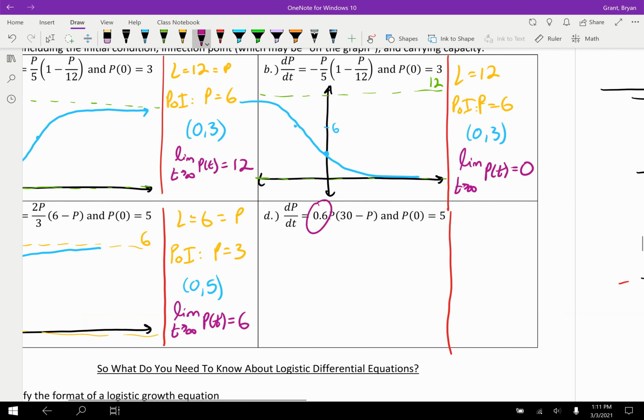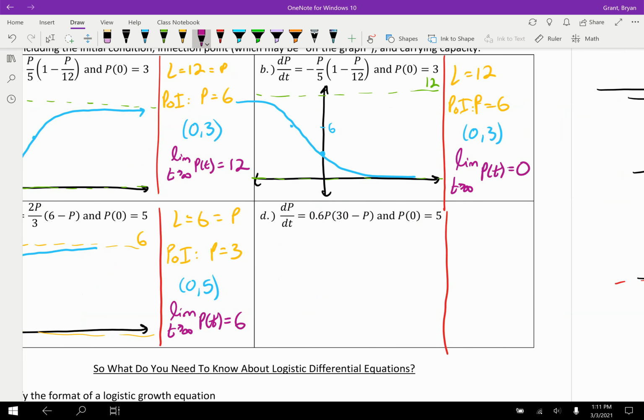In fact, we could probably even do that on our last one here. We see that our carrying capacity is 30, which means that our point of inflection is 15. Initial condition again of 0, 5. This time, though, we can find the limit ahead of time. We could have done this on each of them, and we'd realize, oh hey, this is growth, positive k value, so we're growing towards the carrying capacity. The carrying capacity is 30.